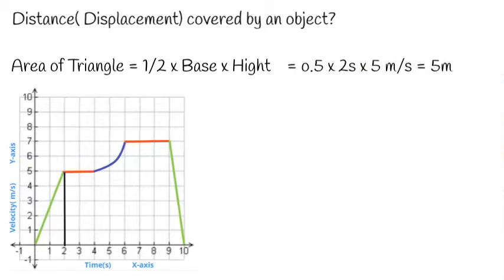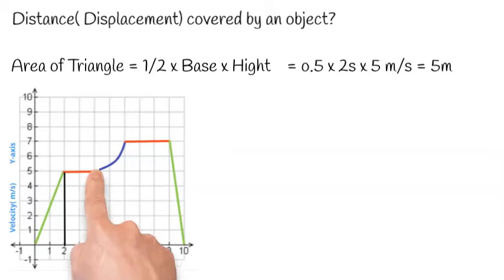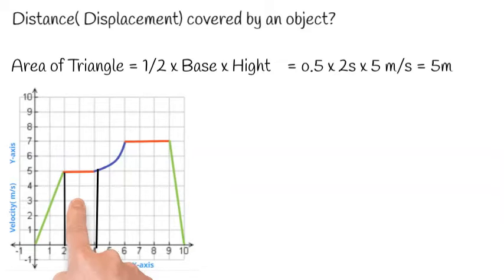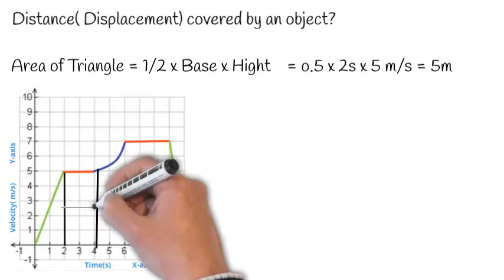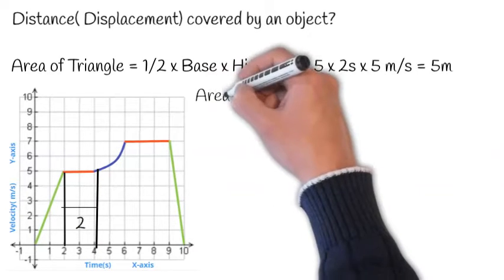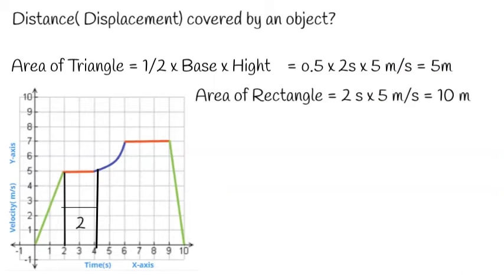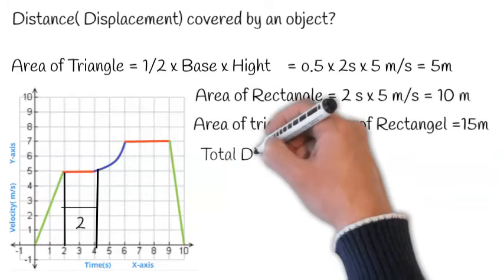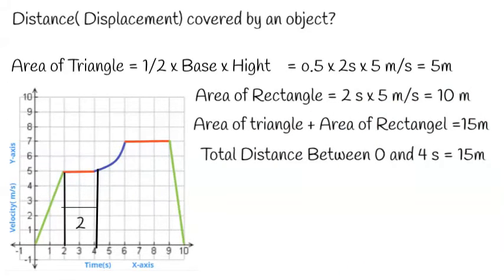For example, we have to find the distance between 0 and 2 seconds. So we have to make the triangle. Area of triangle is equal to half into base into height, so is equal to 5 meter. The distance covered between 0 and 2 seconds is 5 meter. Similarly, we can find the distance between 2 and 4 seconds by area of rectangle. Area of rectangle is equal to width into height, so is equal to 10 meter. So total distance between 0 and 4 seconds is 15 meter.